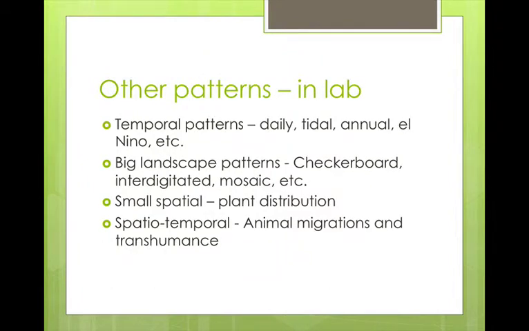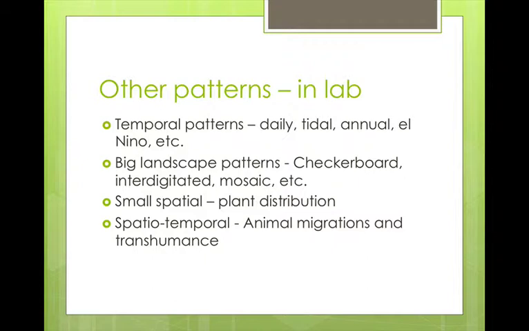Now, you're going to talk about other patterns in the lab because you're going to be looking at corridors and landscape patterns, and there's temporal patterns. Some are very predictable, like the daily pattern of the sun coming up and going down, tidal, annual. Then they get to be less predictable, like El Nino or the monsoons. There's big landscape patterns that you can recognize and you can see on any sort of satellite image.